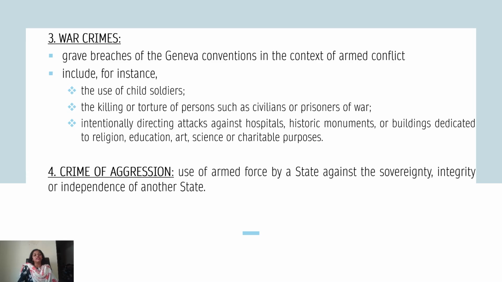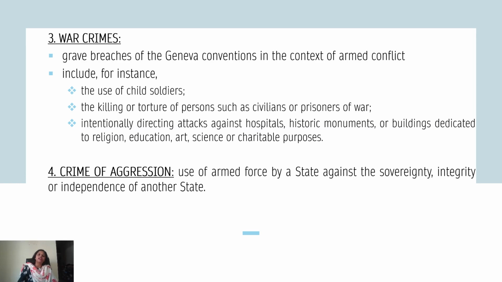The fourth category of international crime is crime of aggression. It is use of armed force or physical or military force by a state against another state. So whenever a state uses armed force or military force against another state's sovereignty, integrity, or independence, then it is said to have committed a crime of aggression.